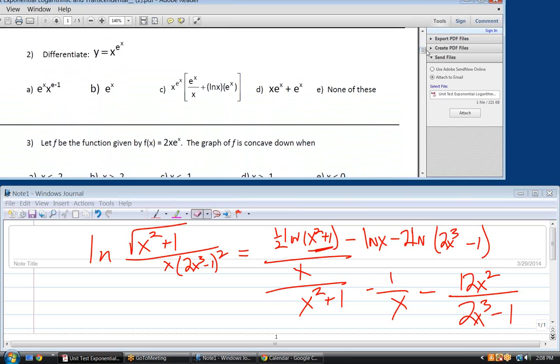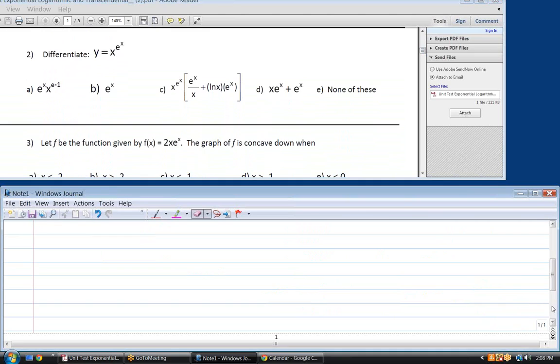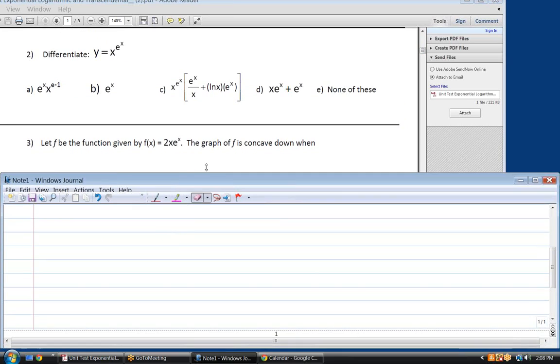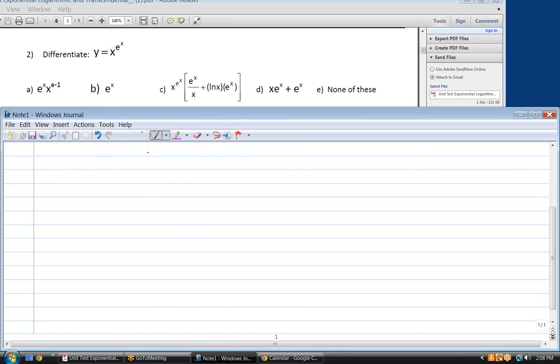Okay. All right, how about this next one? Differentiate y equals x e to the x. So, would step 1 be to take the natural log of both sides? Good. That's almost always step 1 whenever you have a variable as an exponent.